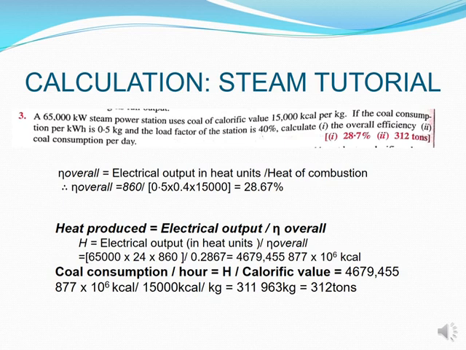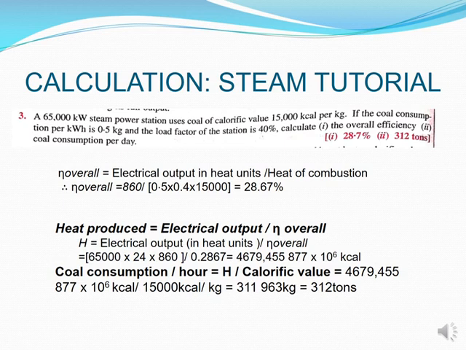So the first formula I have is my overall efficiency, which is the same as my electrical output in heat units divided by my heat of combustion. Now for your heat of combustion, it basically equals that calorific value of 15,000 multiplied by the 0.5 kg, multiplied by the 0.4 of your load factor that your power station actually has. That will make up your heat of combustion.